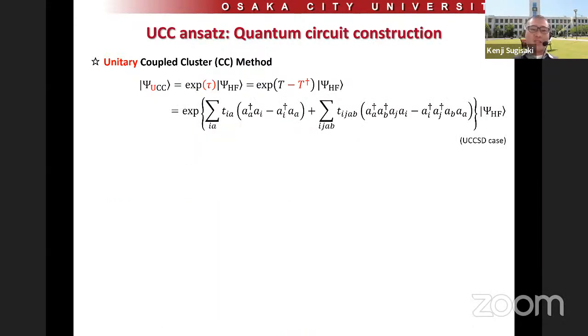And when I think about the UCCSD case, the tau can be rewritten as T minus T dagger, and T is the excitation operators, and T dagger is the de-excitation operators. So we have to construct the quantum circuit corresponding to these cluster operators.